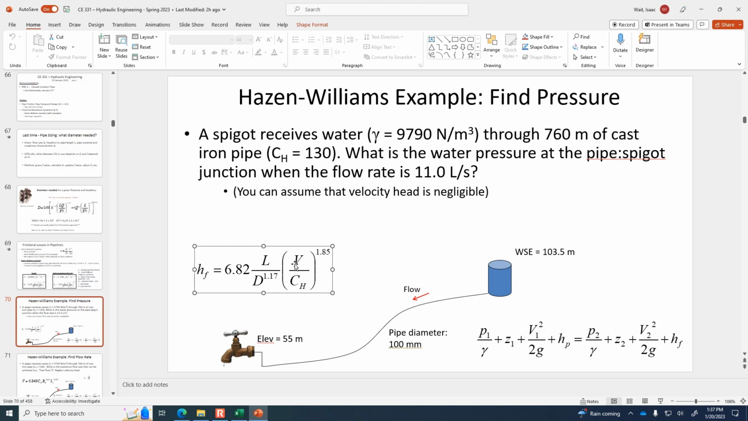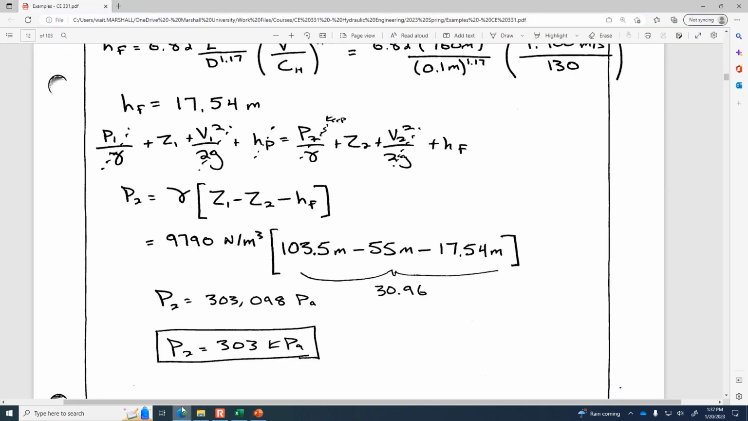We'll compare a few different methods to get an idea of this gold standard of Darcy-Weisbach, and how close does Hazen-Williams get and how close do some other methods get. But are there any questions on this example before we move on to the last one? Yeah. How do the units work for the Hazen-Williams equation?